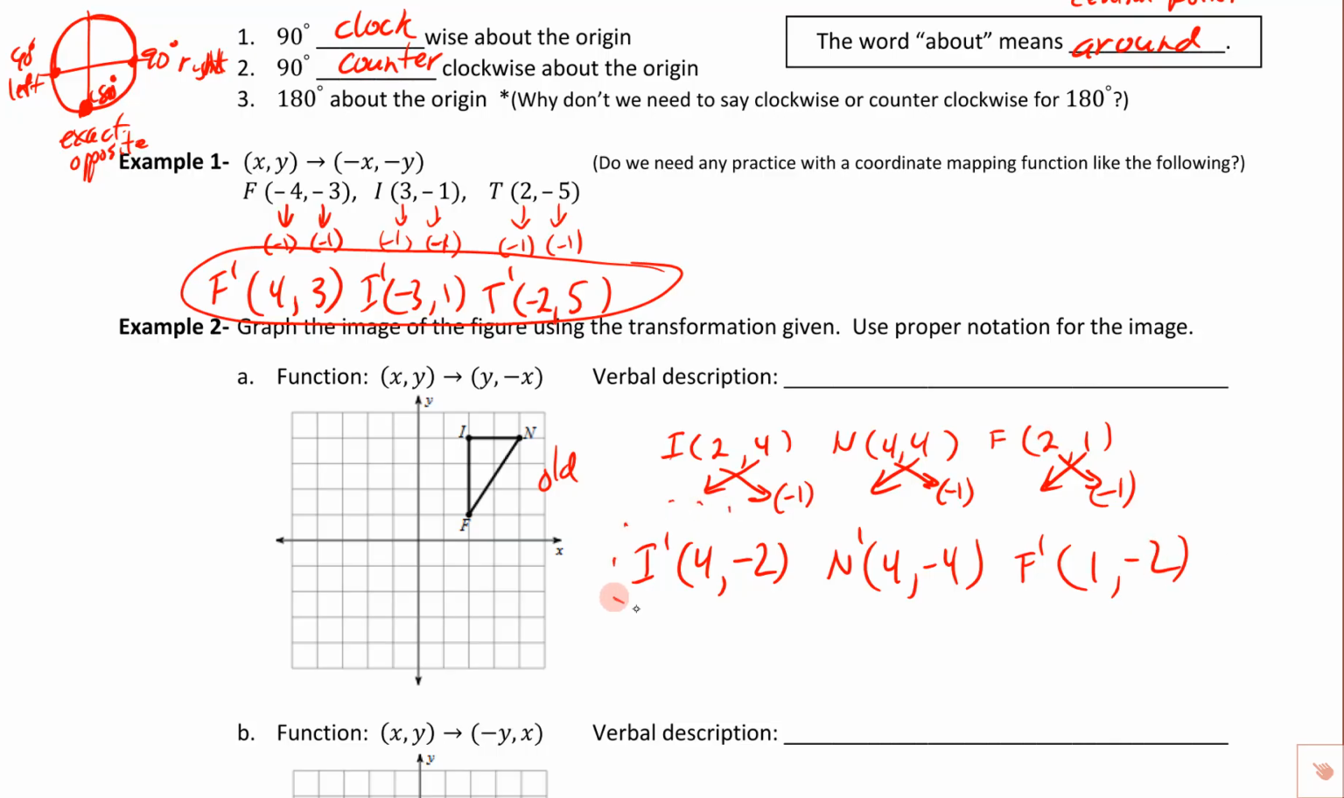Now those are the points, and it didn't say you had to write those down. I mean, we do get some extra practice here. But without coming up with these points, it would be really tough to just say, oh, I know what that does. So let's go ahead and graph I prime.